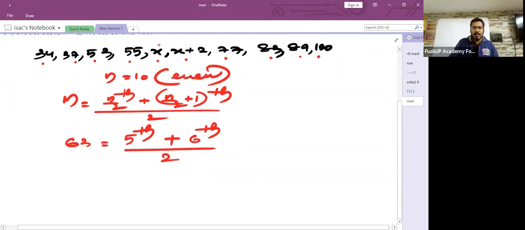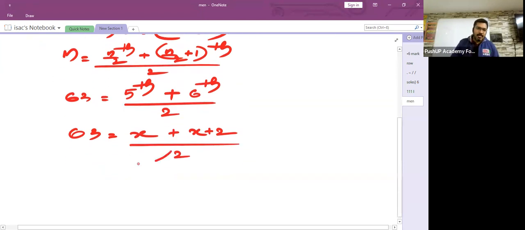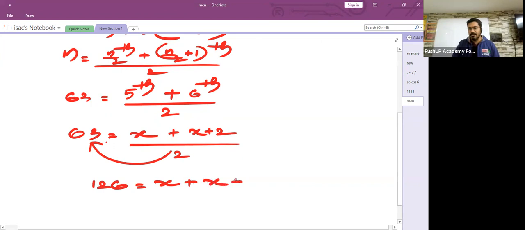Now children, from this given data, you know that the 5th term is what? X. The 5th term is X. From this given data, you know what is the 6th term? It is X plus 2, whole divided by 2. Now children, let us cross multiply 2 towards the left hand side. 2 into 63 is what? 126, which is equal to x plus x plus 2. Now what is x plus x? It is 2x plus 2.